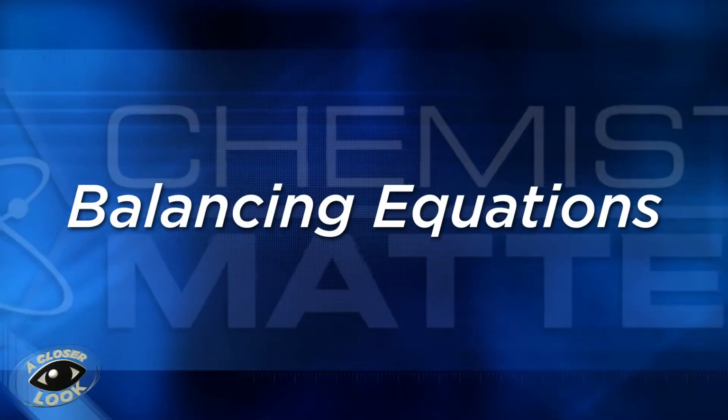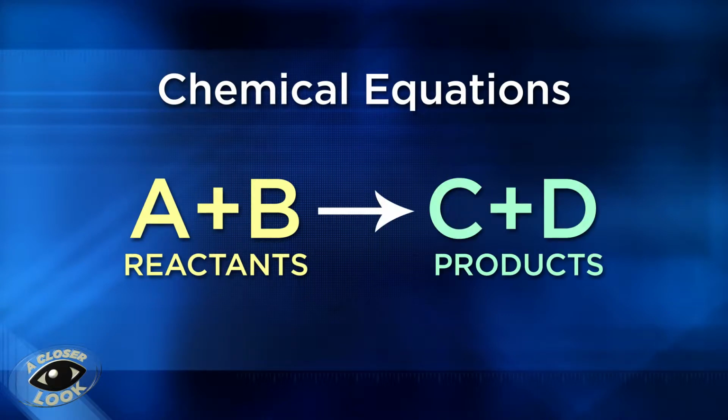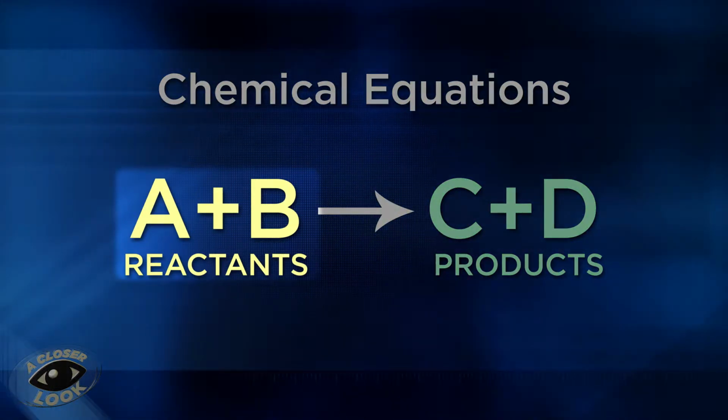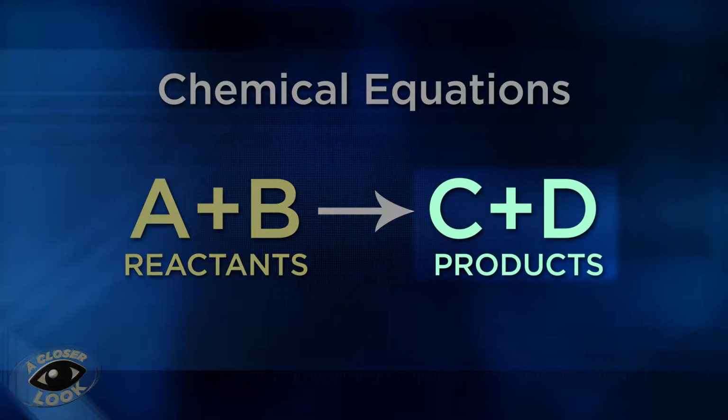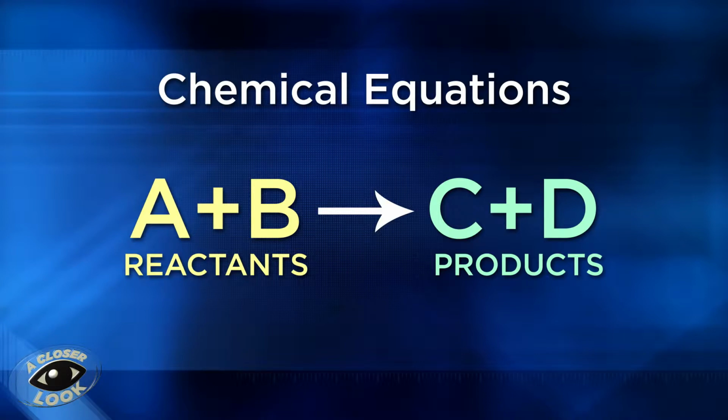In this video, we'll take a closer look at balancing equations. First, let's review the basic setup for a chemical equation, where the reactants are on the left-hand side of the arrow and the products are on the right-hand side of the arrow. The reactants are the substances that come together, collide, and then after they form new substances, we call them products.